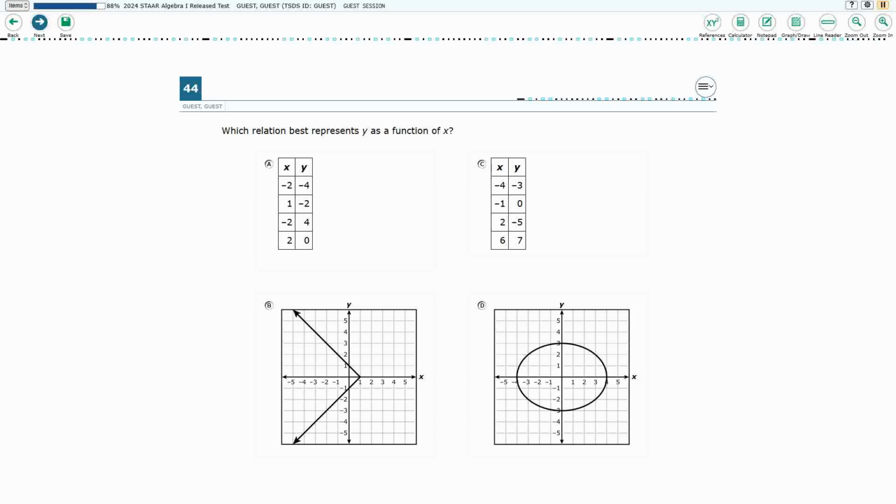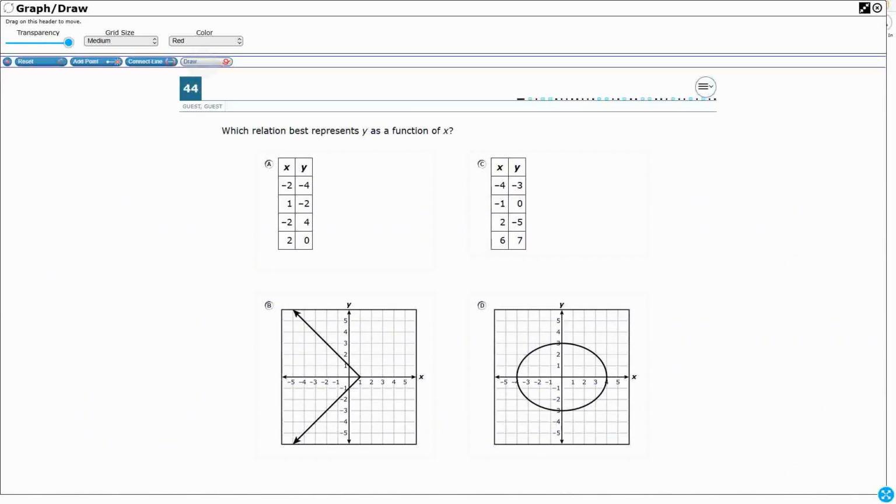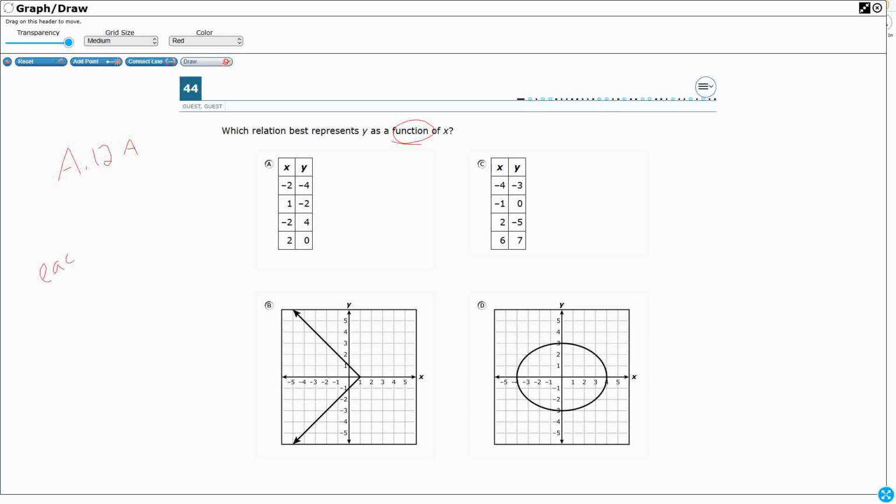Number 44, we are identifying functions. This is A.12a, and we need to just remember the basic definition of a function. So y is a function of x. That means that each input, so our input is going to be our x values, has only one output. Our output is going to be our set of y values. So each x leads to one y.